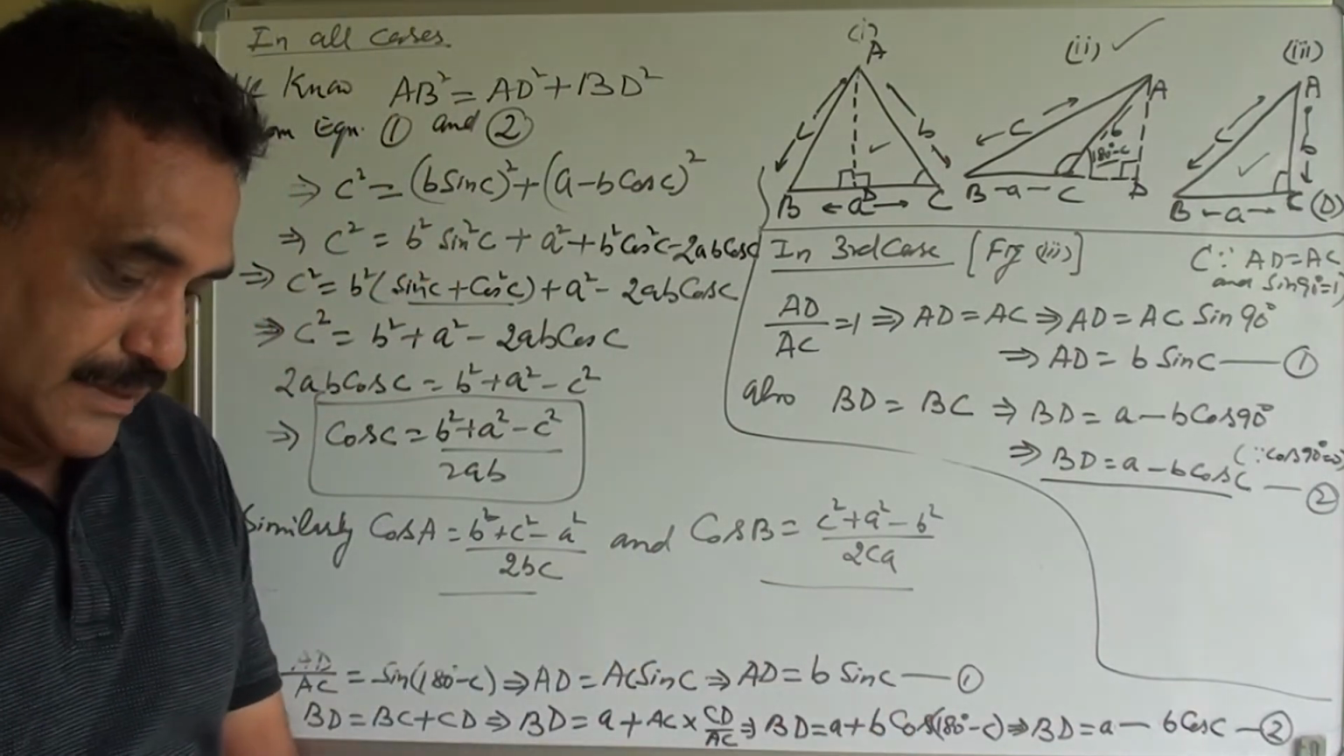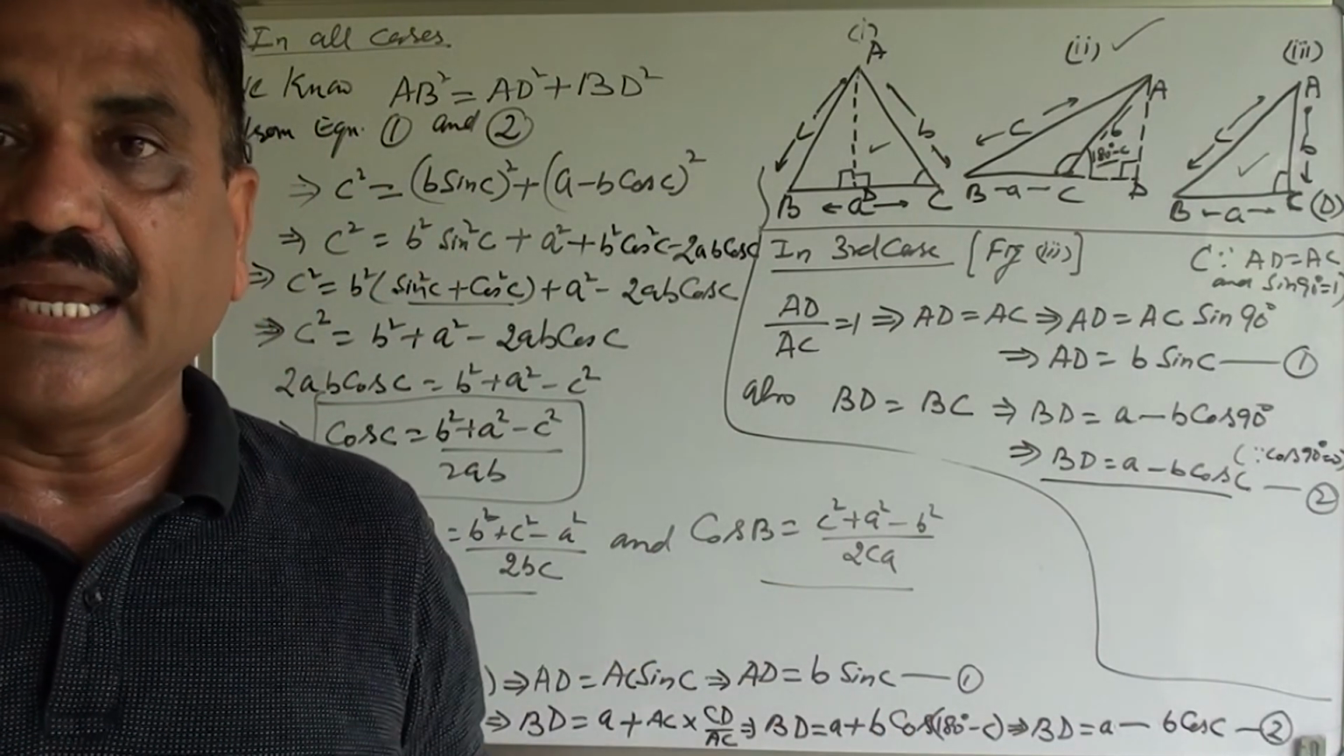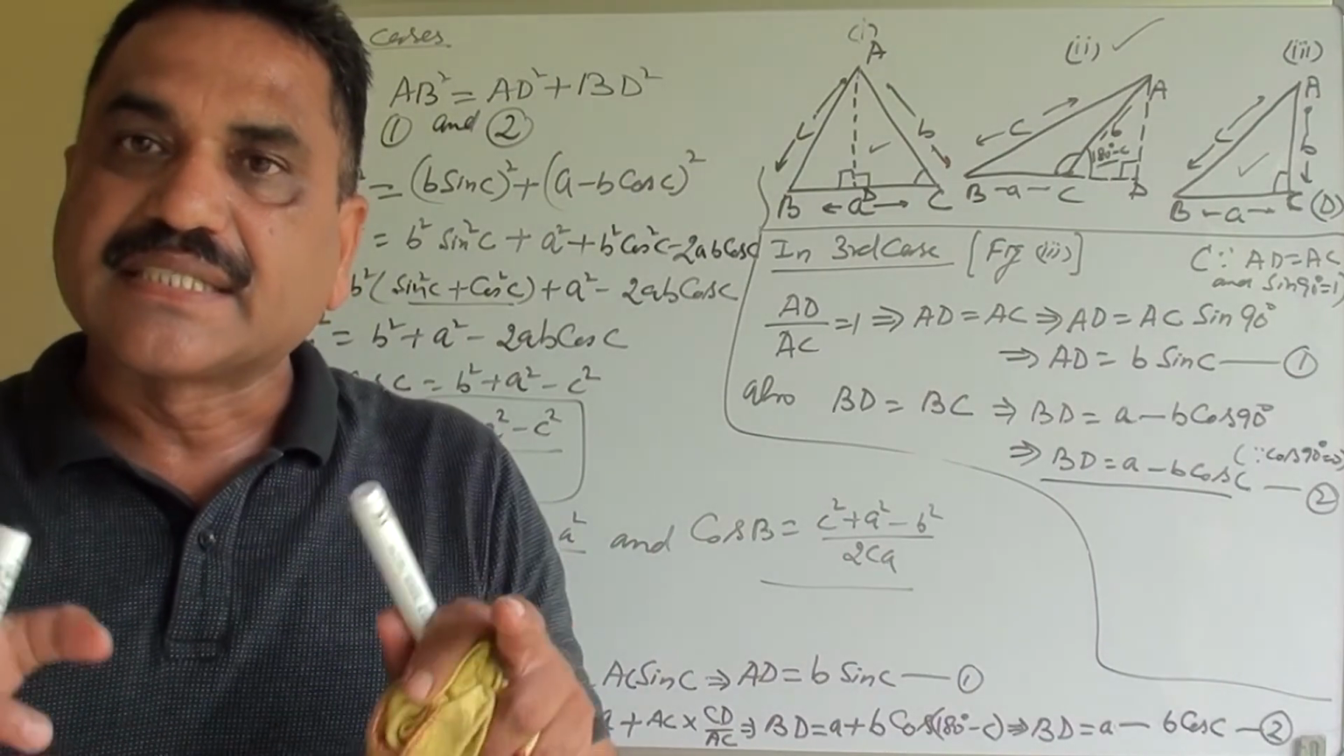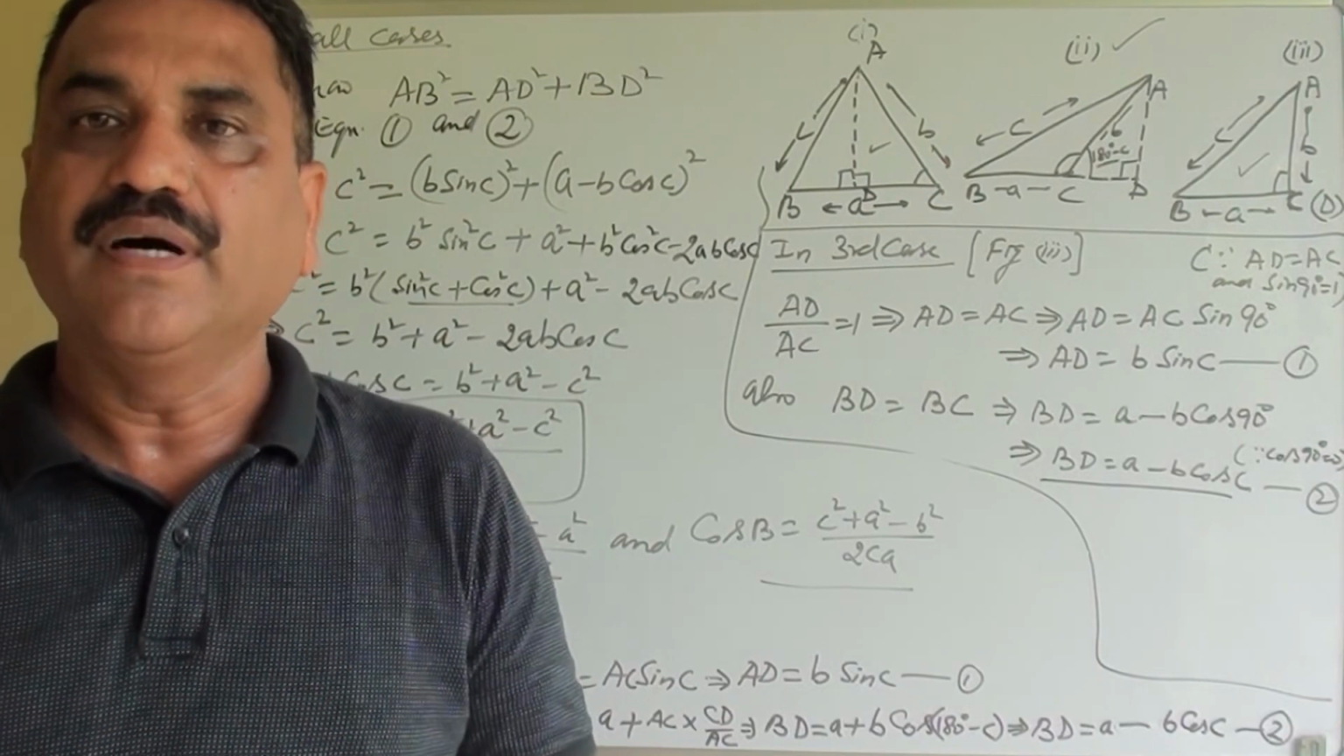So these are the sine and cosine formula. That is relation between sides and angles of a triangle.